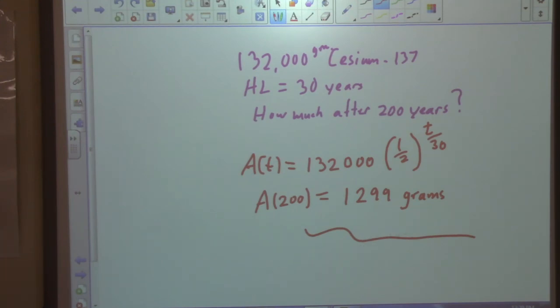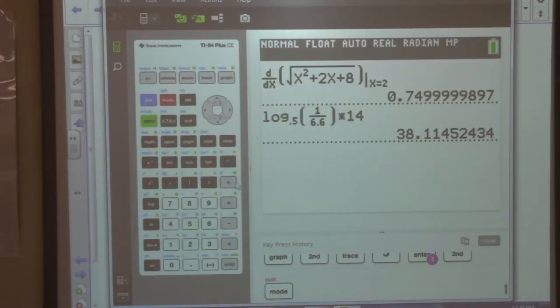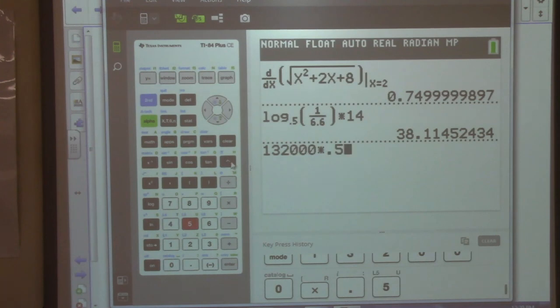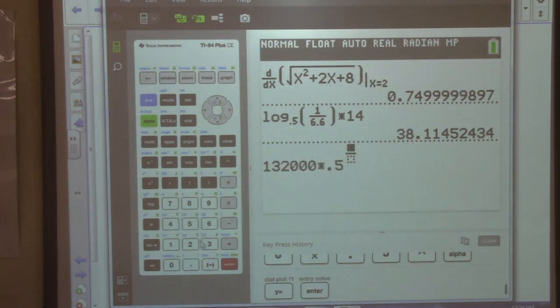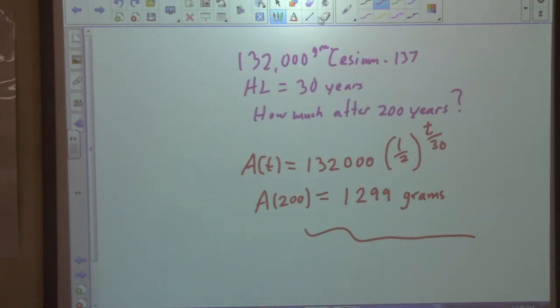Okay, let's put this in the calculator. So 132,000 times 1/2 to the power of, we have 200 years divided by a half-life of 30, right? This is it, isn't it? Guess what Becky got, right? So I'm pretty sure that's a good answer right there.